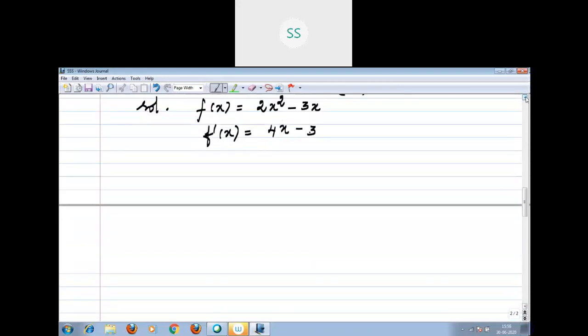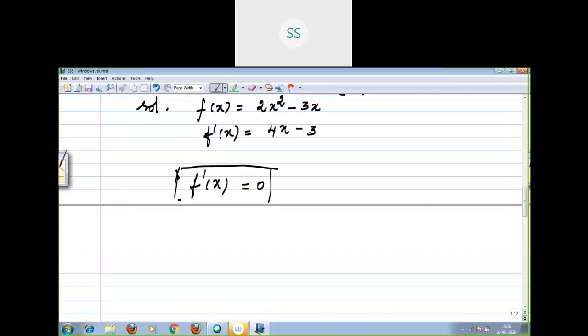See here, derivative, that is f dash of x. To find the interval, what do you want to do with the derivative? Derivative equal to 0. This is the condition to find the interval. Keep it in your mind.